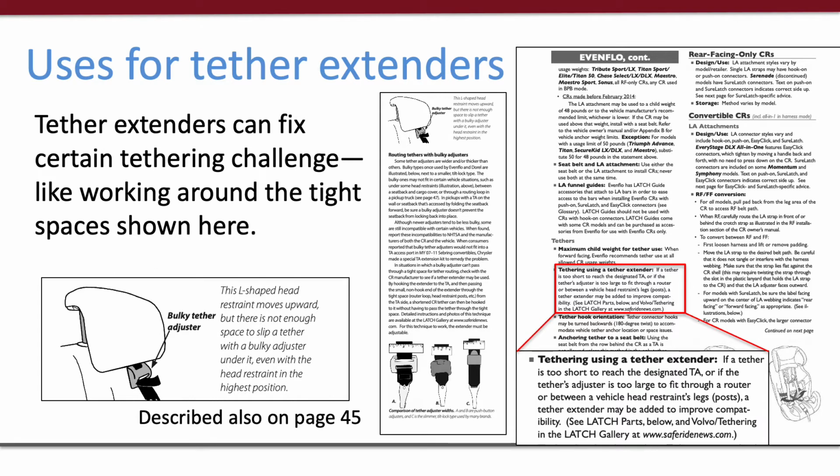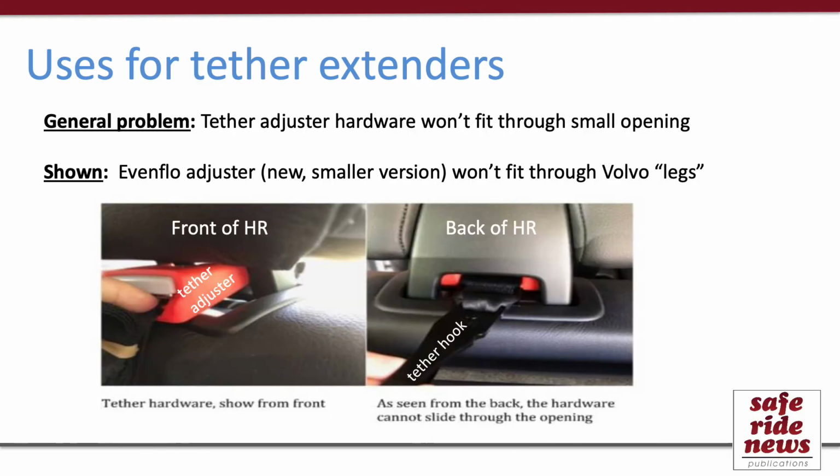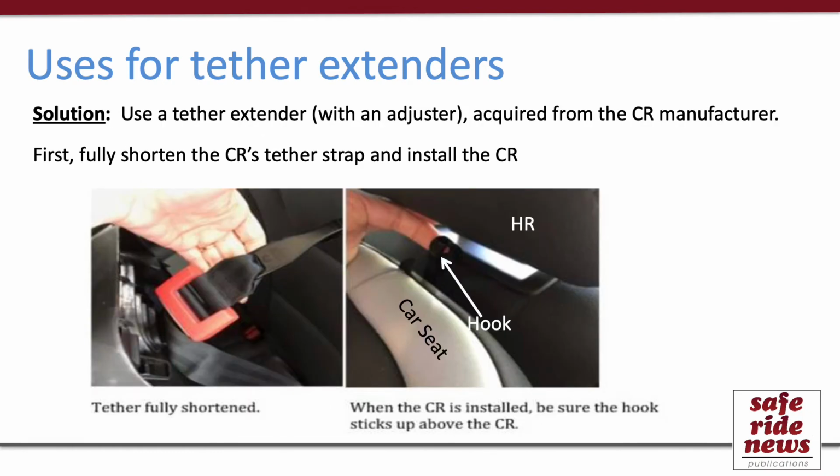So you want to fully shorten the tether strap itself, so that you're actually going to let the tether extender do the job. So in this picture, you can see this is the car seat. Here's the head restraint. I know this is a little blurry, but I've made it so short that the hook is just barely sticking up. It's not trying to go through that narrow space.